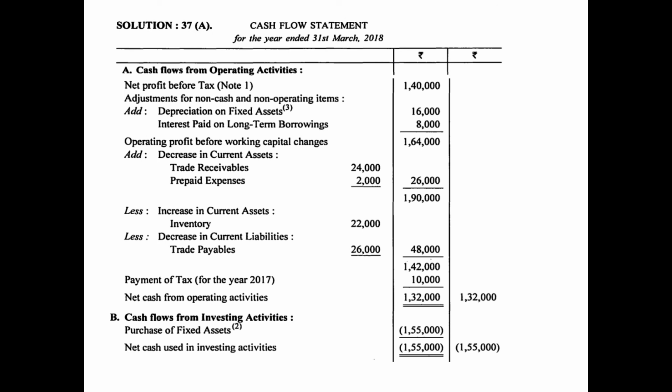Now part B, cash flow from investing activity. In this question there is no other investing activity, only one, that is purchase of fixed asset, which we have calculated as a balancing figure by preparing the fixed asset account. Since it is a purchase of fixed asset, we are purchasing the asset and paying the money. So it is a cash outflow of 1,55,000, and we have shown it in brackets because it is being deducted. So the total net cash used in investing activity will also be a negative balance of 1,55,000.